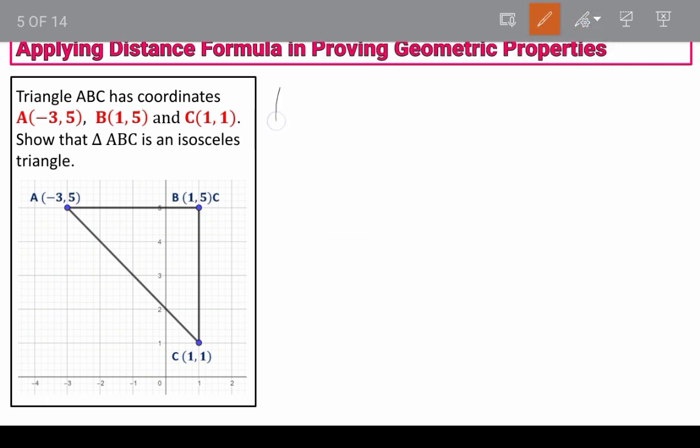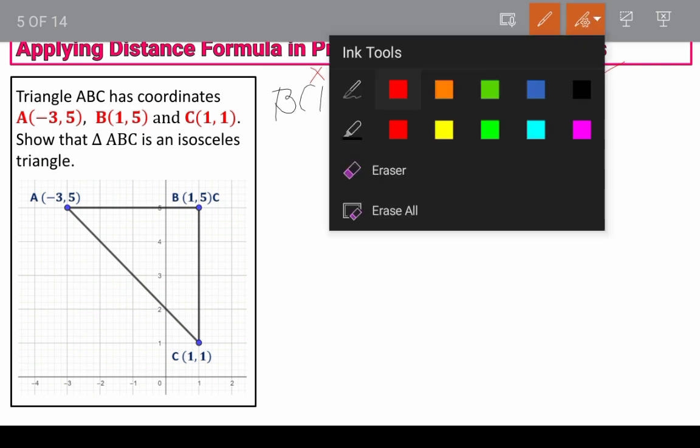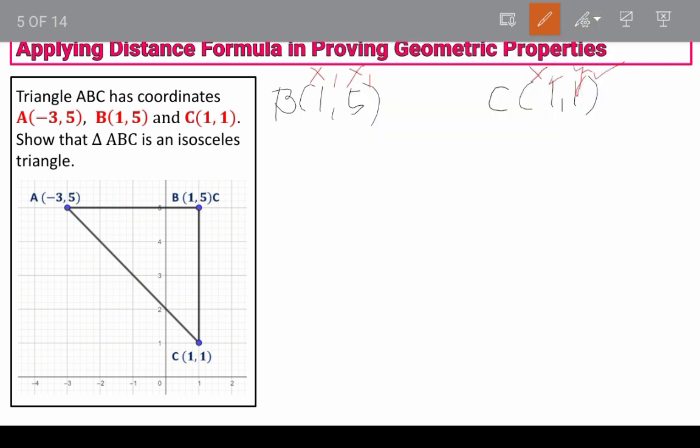So the coordinates of B is (1, 5) and C is (1, 1). So your x sub 1 here is 1, your y sub 1 is 5, your x sub 2 is 1, and your y sub 2 is 1. So let's write the formula. Do not write D. Instead, write BC.